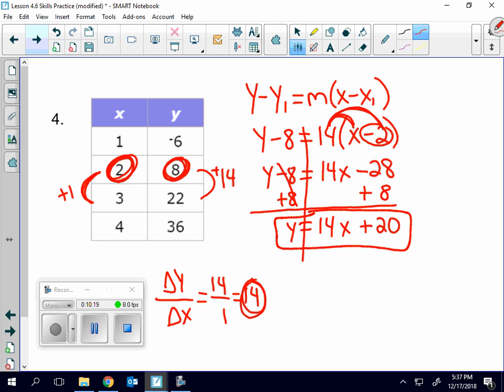Go ahead and pause the video after this one and try the next one on your own. And when you're done, restart the video and you can fast forward if you need to.